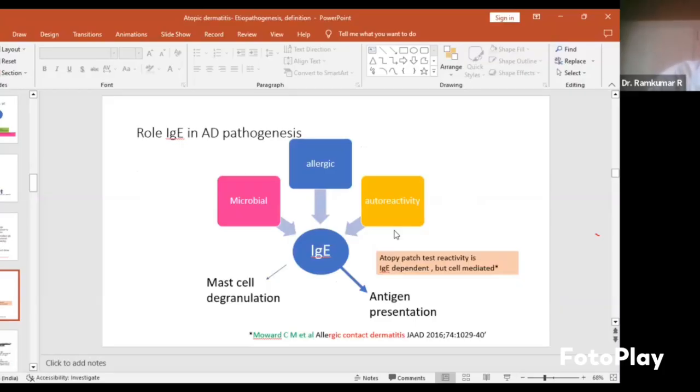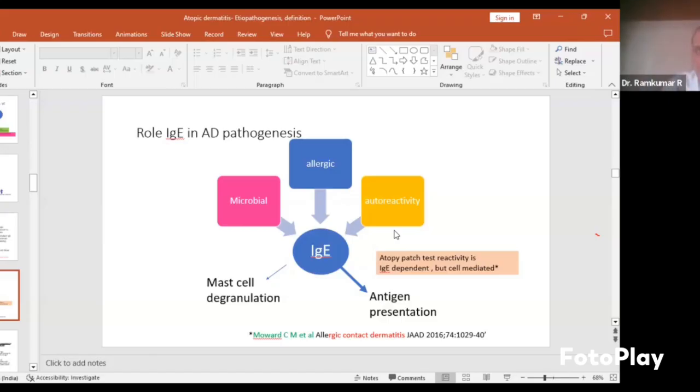IgE is not always due to allergen-induced IgE. IgE can be a microbial IgE. I told you staphylococcal overgrowth is there. A person can produce IgE to all the staphylococcal superantigens. And IgE can be due to malassezia also. IgE can be due to cross-reactivity between manganese superoxide dismutase, which is present in the aspergillus as well as in the skin also.